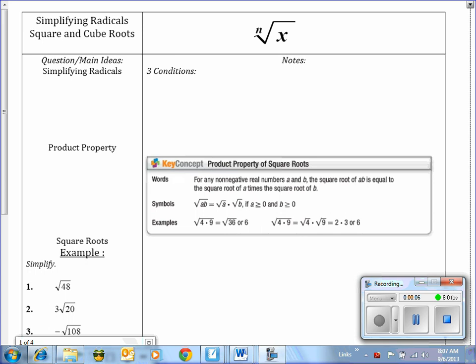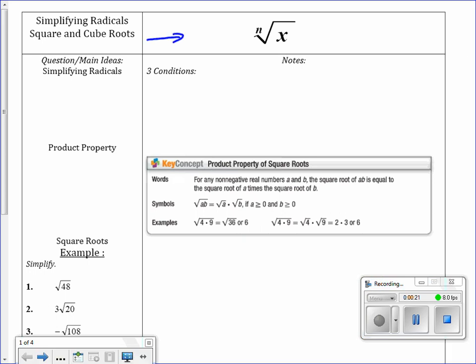Today we're going to talk about simplifying radicals, squares, and cube roots. These are your notes for simplifying radicals, square, and cube roots. First thing we need to do is go ahead and talk about what all of this is here at the top of the page. So we have different definitions for the different parts of this.